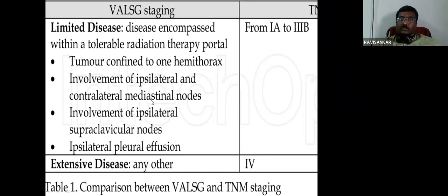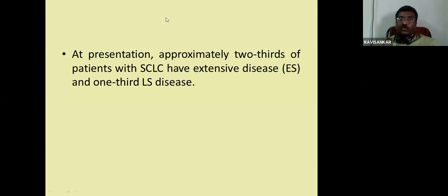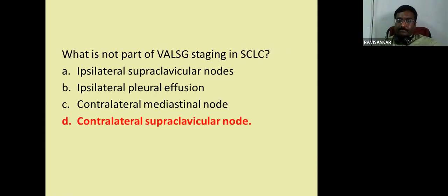So limited disease is tumor confined to one hemithorax, involvement of the ipsilateral and contralateral mediastinal nodes, involvement of the ipsilateral supraclavicular nodes, and ipsilateral pleural effusion. Anything other than this is known as extensive disease. Usually 2/3 of the patients with small cell lung cancer present with extensive disease. The question is, which is not part of limited stage of VALSG staging.